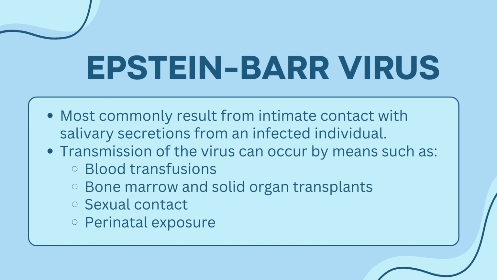So let's move forward to the Epstein-Barr virus. So the EBV causes a wide spectrum of diseases including infectious mononucleosis, proliferative disorders, and several malignancies. So, yung EBV infections most commonly result from intimate contact with salivary secretions from uninfected individuals. And transmission of the virus can occur by means such as blood transfusion, bone marrow and solid organ transplants, sexual contact, and prenatal exposures. Though yung routes na to appear to be much less frequent.